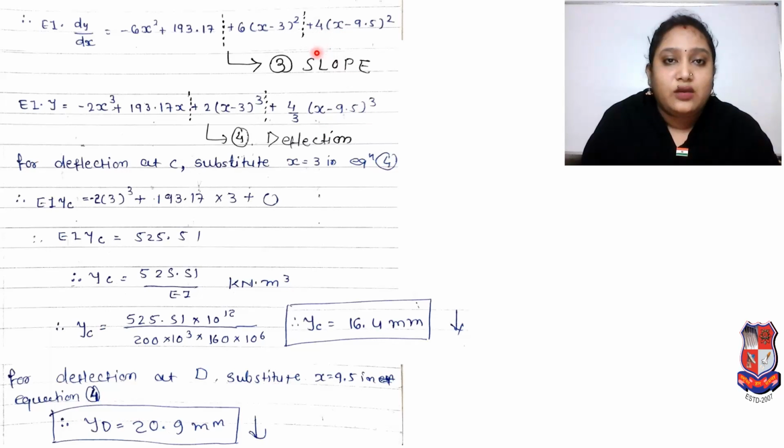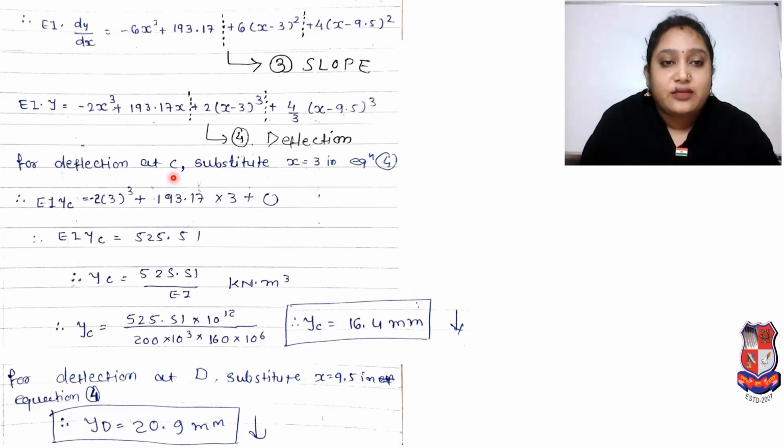Here I told you 4 by 3 was there in our previous equation, but here we are integrating it. Then what will that be? Here 3 is there, so in the divisor 3 will come. So it is 4 by 3 times (x minus 9.5) raised to 3. This is our equation number 4, deflection.